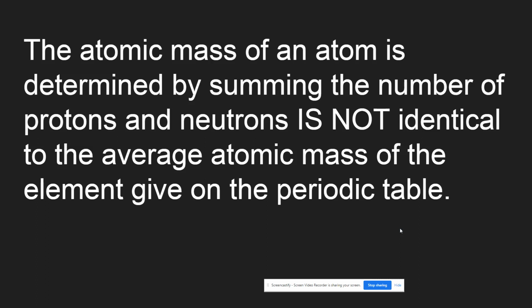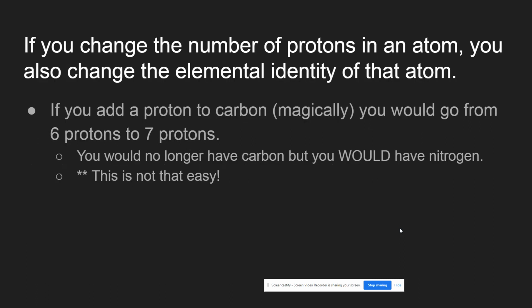You are not going to have a fraction of a proton, a fraction of an electron, or a fraction of a neutron. Your atomic mass is a whole number plus a whole number. Your average atomic mass is an average. We get it right from the periodic table, and that comes from looking at the masses of all of the isotopes of that element.